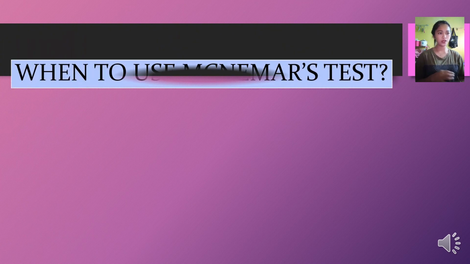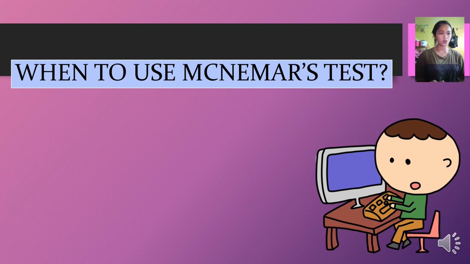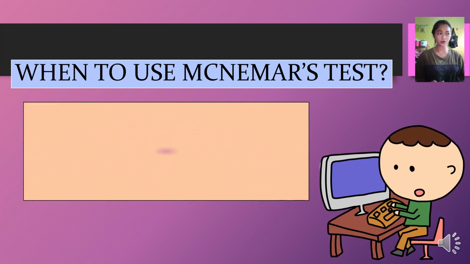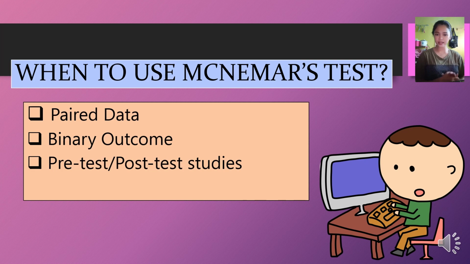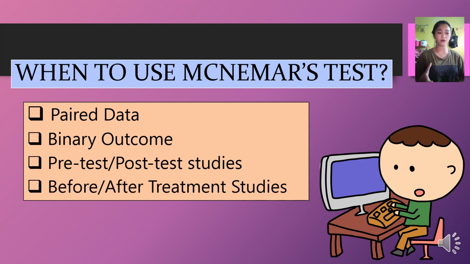So when do we use the McNemar test? We use this kind of test if we have paired data and a binary outcome. It is for pre-test or post-test studies, and lastly for before and after treatment studies.